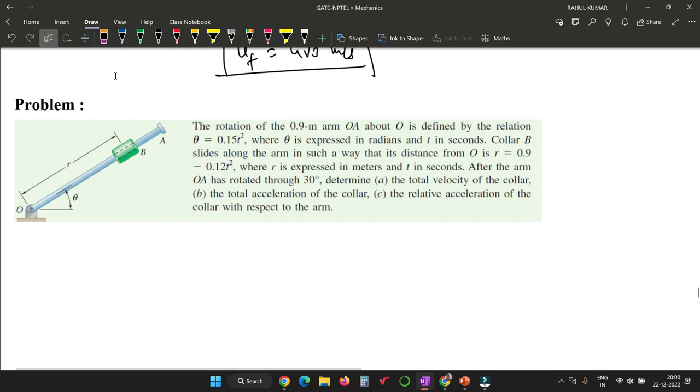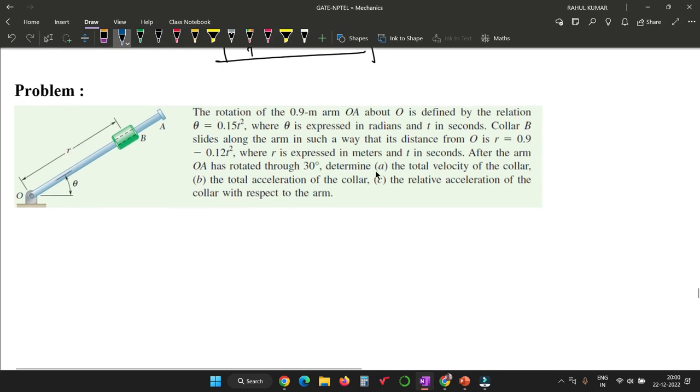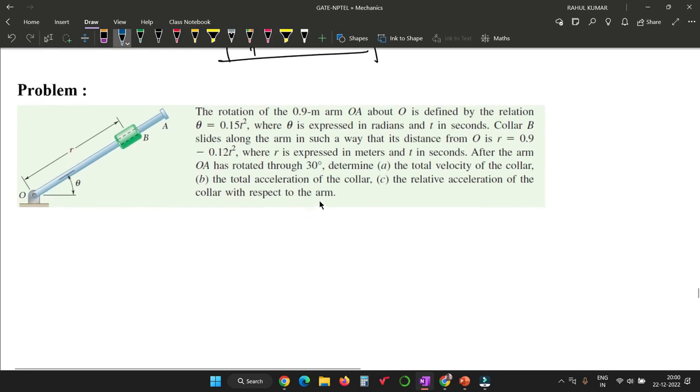First we need to determine the time, because without time you cannot solve this problem, as it is asking at a certain instant. It says after the arm OA has rotated through 30 degrees. So first you need to convert 30 degrees to radians, which is pi divided by 180 times 30.